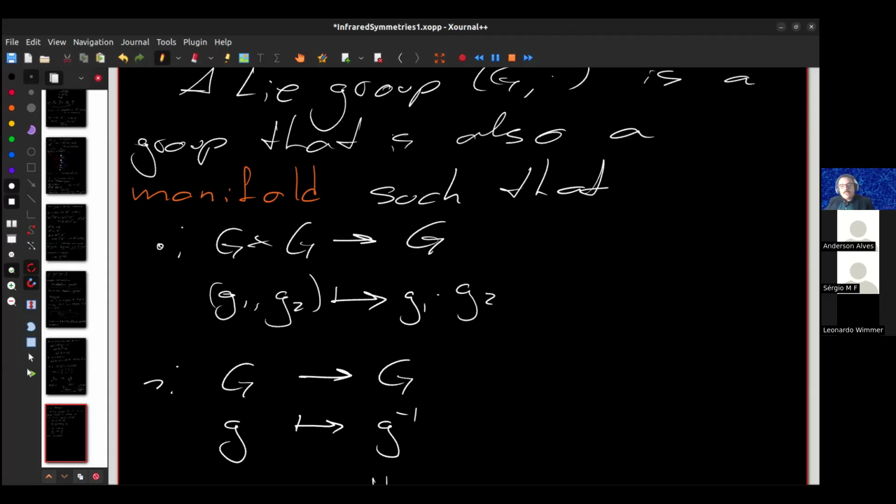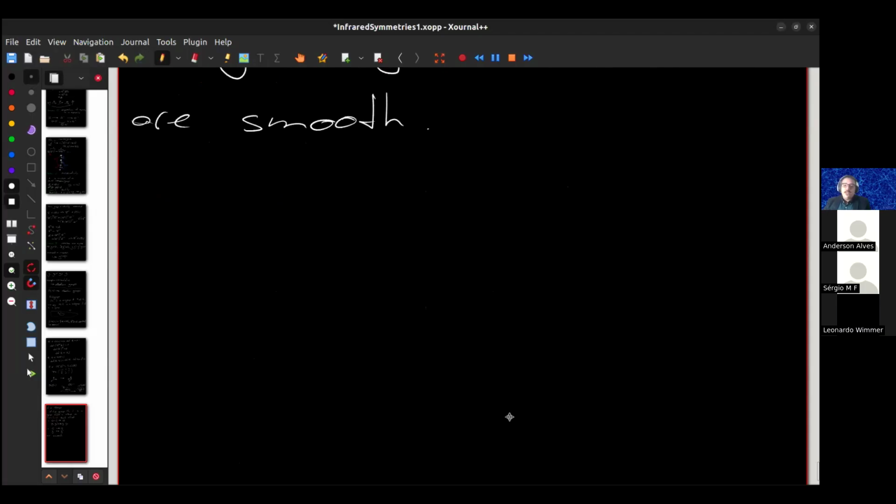And what I want for calling something a Lie group is that it is a group, but it's also a manifold. So it is a group in which I can do calculus. And furthermore, I have here a notion of continuity, and that is implied actually by the manifold structure. So if I have a manifold, I have a notion of continuity.